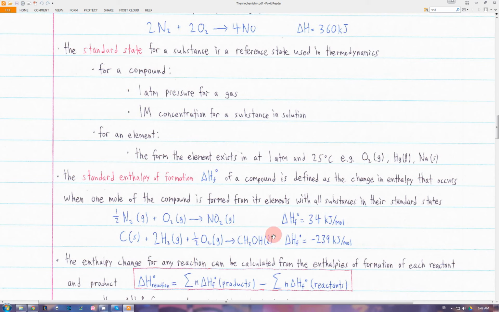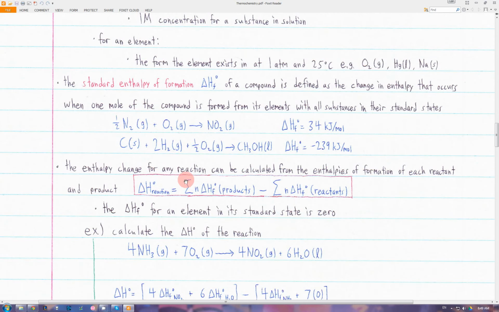And you can see another example here with CH3OH liquid. It's being formed from carbon, hydrogen, and oxygen, where hydrogen and oxygen are the diatomic gas forms, and the standard state of carbon is solid graphite. So again, make sure you have only one coefficient on the product, which is what you're trying to find the enthalpy of formation for. And so the delta H for this reaction is the formation enthalpy of CH3OH liquid.